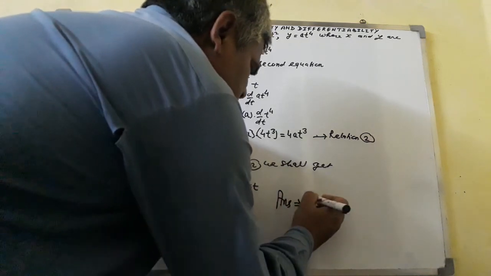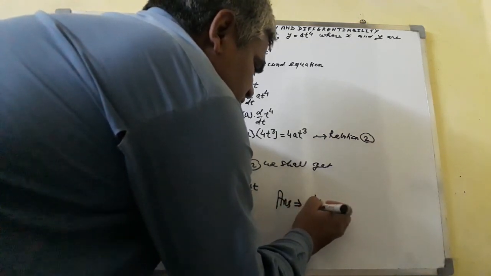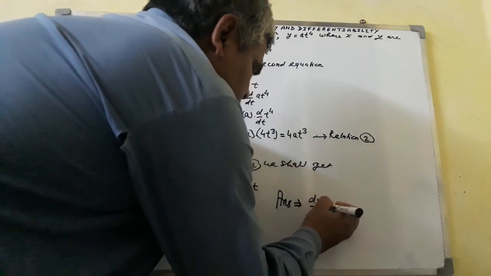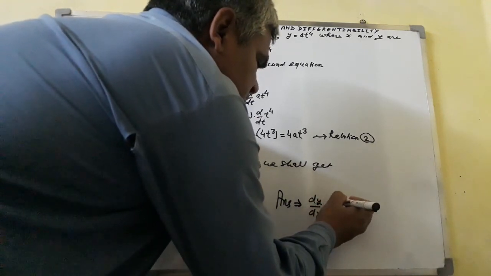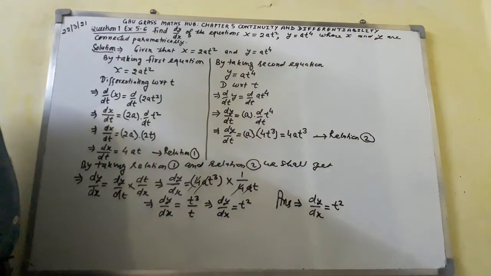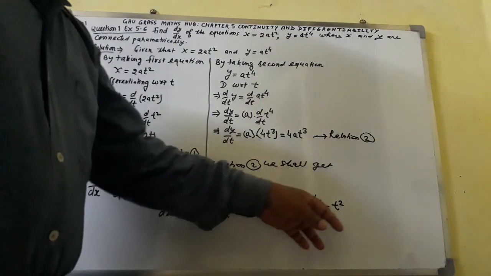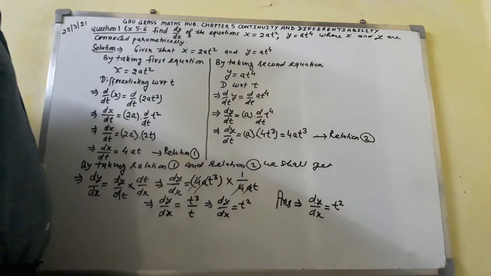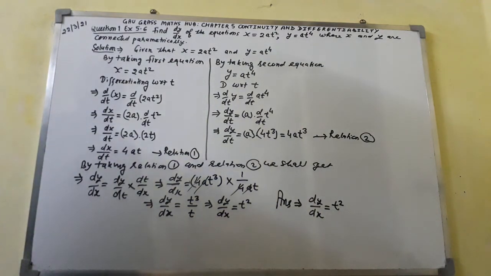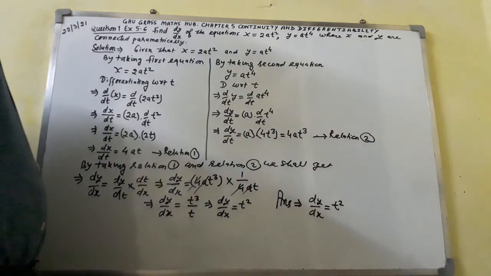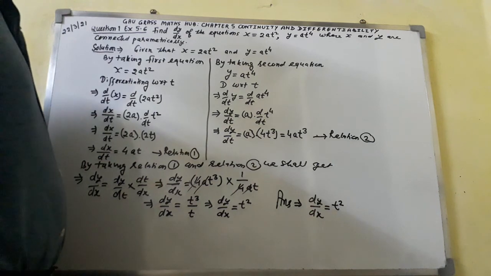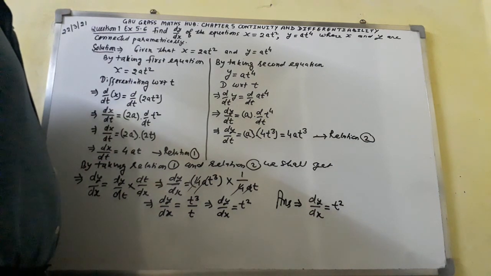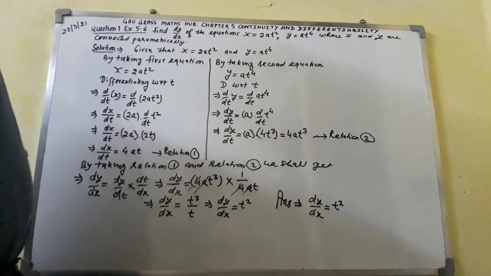The answer we have got: dy over dx equal to t square. That will be the correct answer we have got here. This is the proper explanation and solution of question number 1 that has been taken from exercise 5.6, chapter 5, continuity and differentiability of NCERT 12th mathematics.